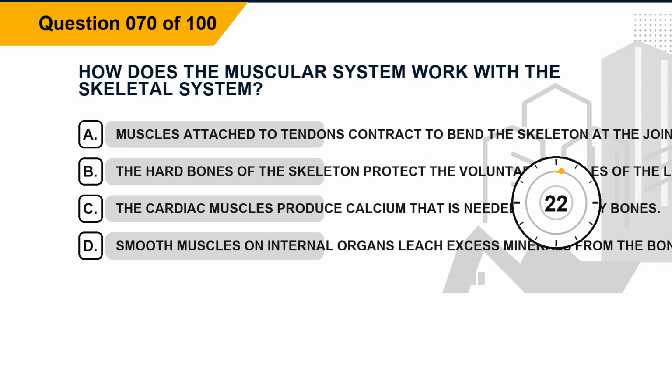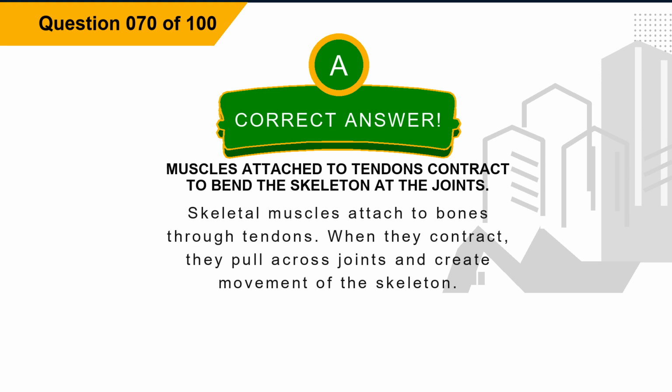Question 70. How does the muscular system work with the skeletal system? Option A, muscles attached to tendons contract to bend the skeleton at the joints. Option B, the hard bones of the skeleton protect the voluntary muscles of the limbs. Option C, the cardiac muscles produce calcium that is needed for sturdy bones. Option D, smooth muscles on internal organs leach excess minerals from the bones. The correct answer is option A. Explanation. Skeletal muscles attach to bones through tendons. When they contract, they pull across joints and create movement of the skeleton.